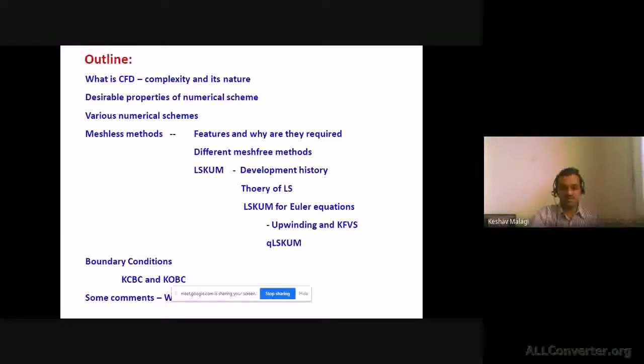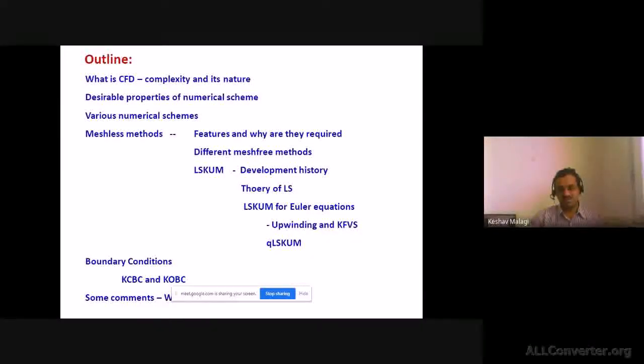And then various numerical schemes I will present. This is to make you aware of how the mesh-free method is different from the mesh-based methods. So before I introduce meshless methods, I will introduce you to other methods in a very brief way so that you can appreciate the differences between the two and understand why this particular method is required and what are its strengths and weaknesses. So in that I will share the features of different meshless methods and one particular method that we have been working on, its theory and its application to Euler equations and the associated mathematical properties and its development. And if possible, I will also try to cover the boundary conditions.